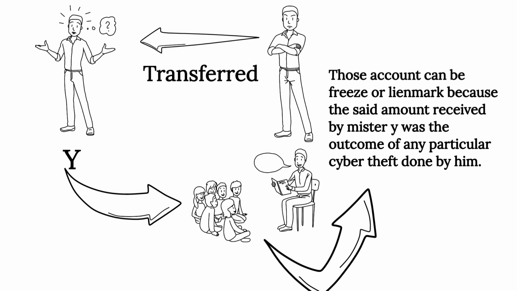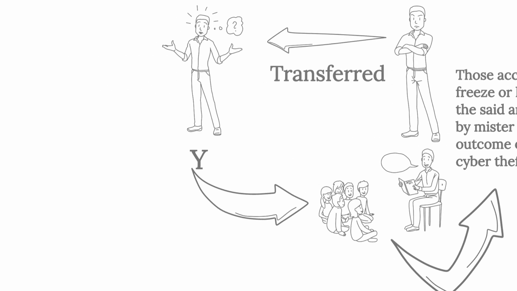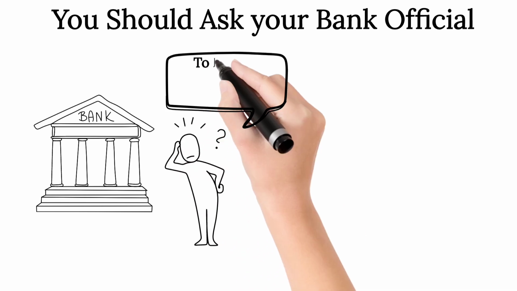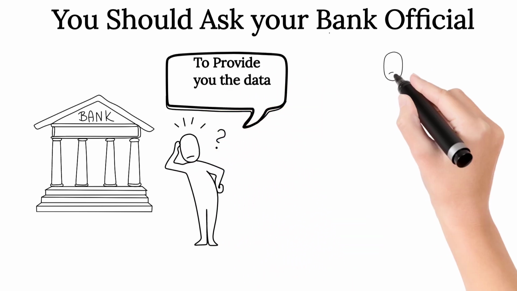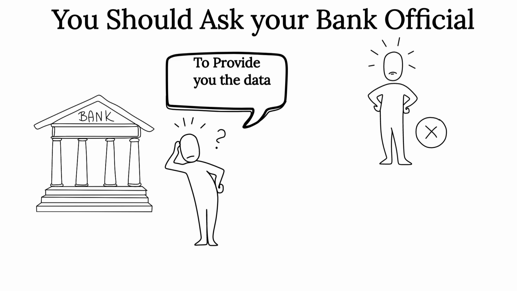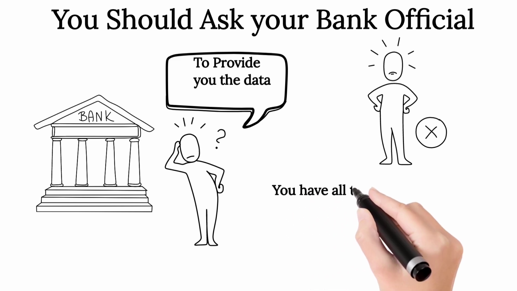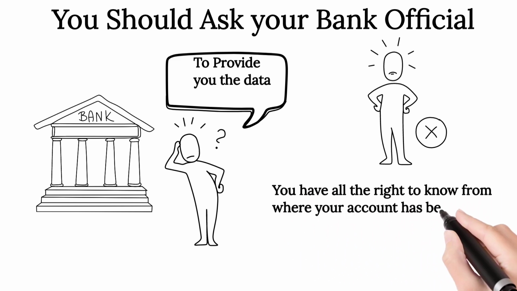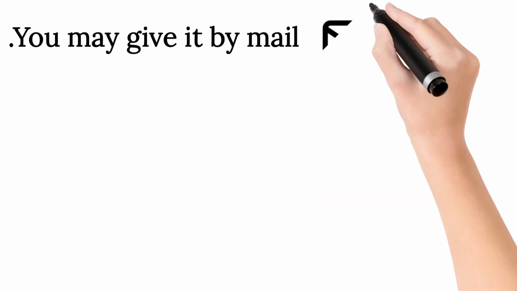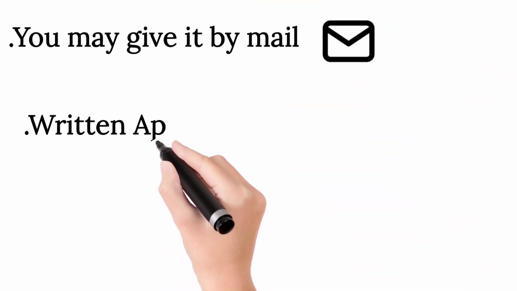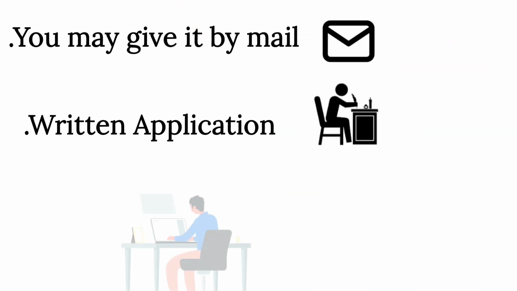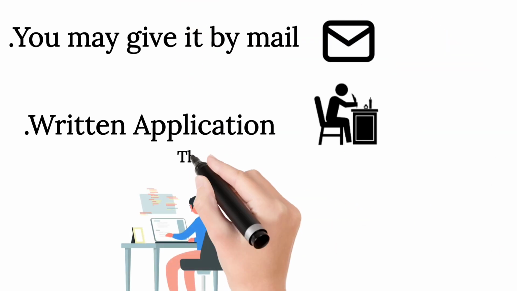So in those circumstances, firstly you should ask your bank officials to provide you the data. Again, if your bank is not coordinating, your account is your asset. You have all the right to know from where your account has been frozen. You may give it by mail, or you can also give them a written application to provide you the data on where your account has been frozen and the reasons behind the same.